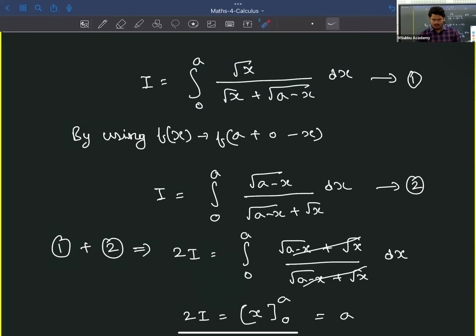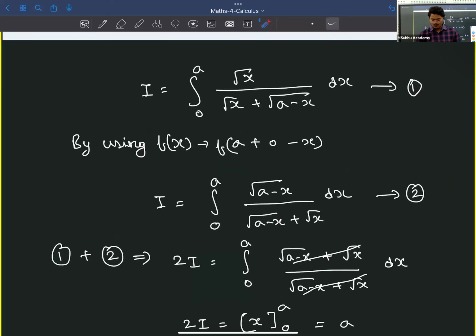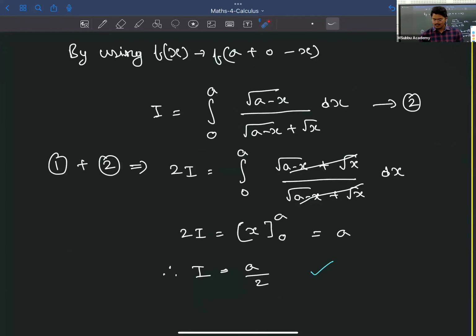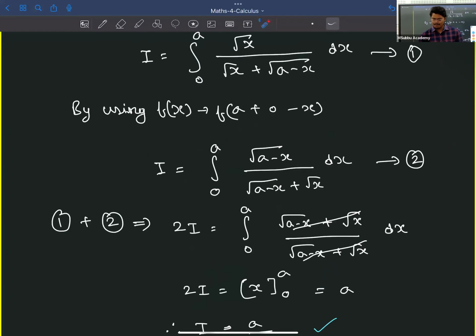By seeing both of these, what can you tell? When you add these both, the numerator and denominator just get cancelled out. What remains is 1, and the integral of 1 will be x. So that is what we have to think about for how to start.